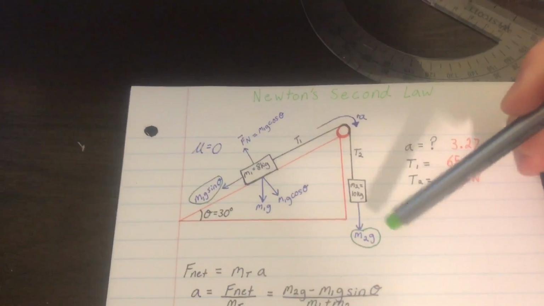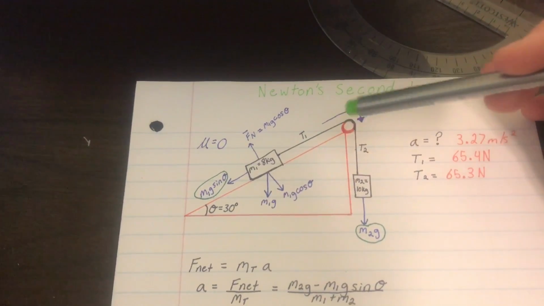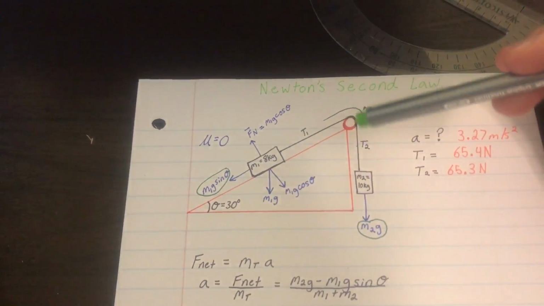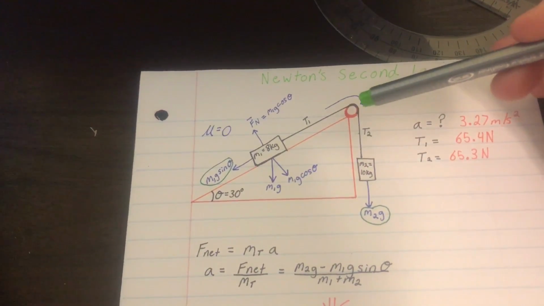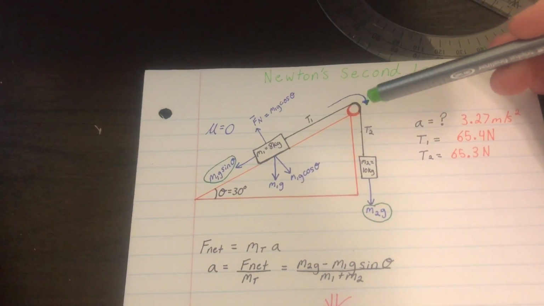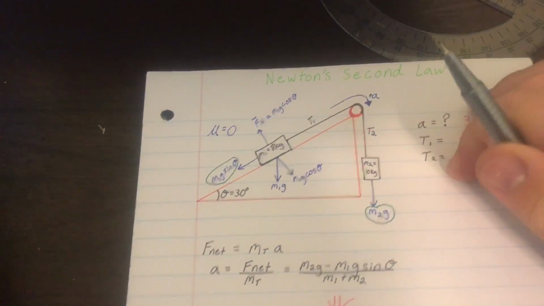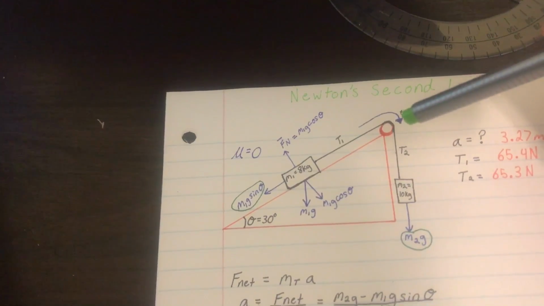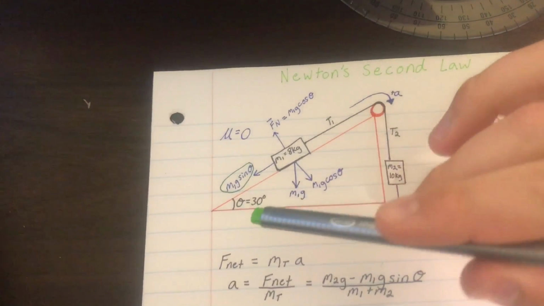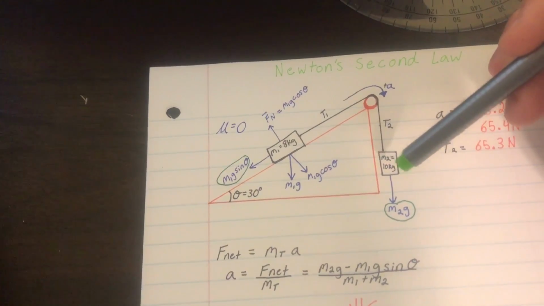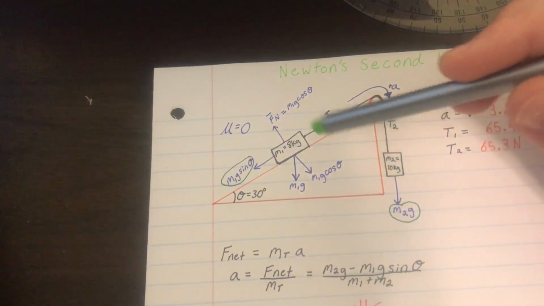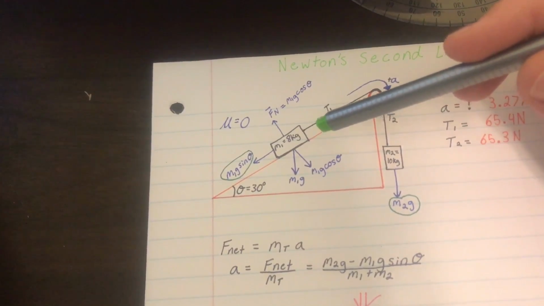So in this problem, I have an incline, as you can see, with two masses connected by a string, and this is a pulley. The coefficient of friction is 0. In this instance, a 30-degree angle. Mass 2 is 10 kilograms, and mass 1 is 8 kilograms.